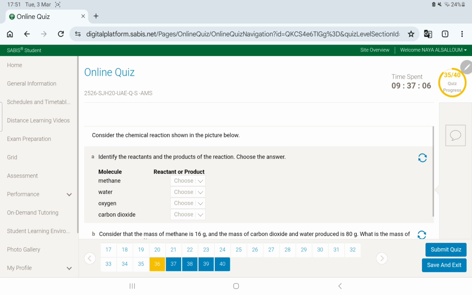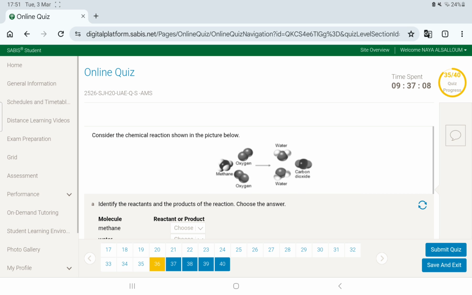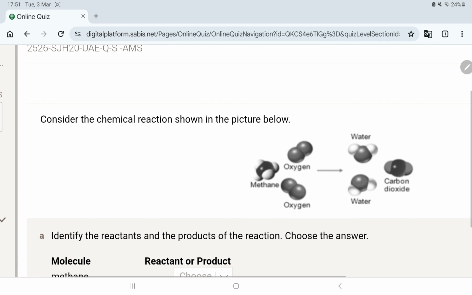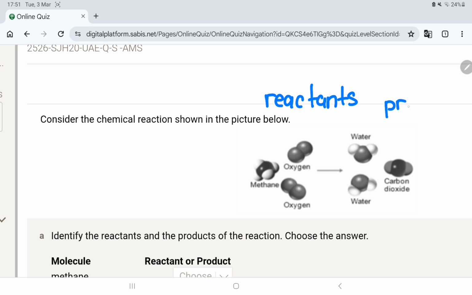Okay, let's see. Consider the chemical reaction shown in the picture below. Identify the reactants and the products of the reaction. Okay, so guys, the reactants are the ones that participate in the reaction. So the reactants and the products. The reactants are the ones that react, and the product is what is produced.